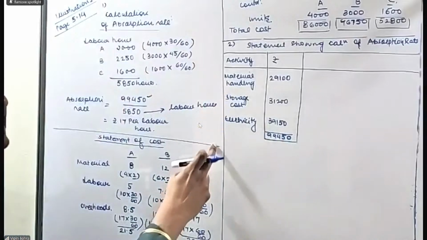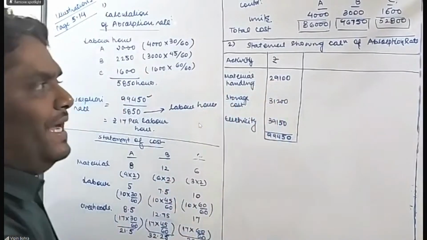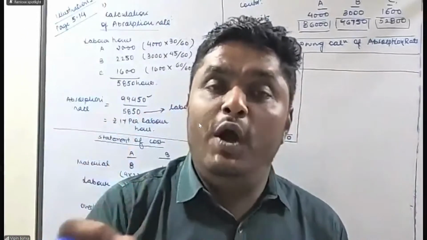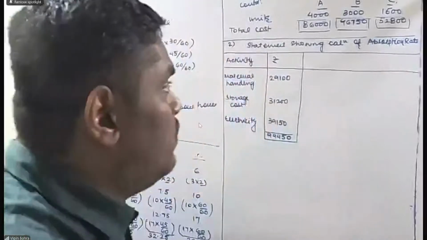So these are the various activities of the organization. These are the costs that are relating to these activities. Now, very important. Next, what we have to do is identify the basis of absorption. We call it the cost driver.